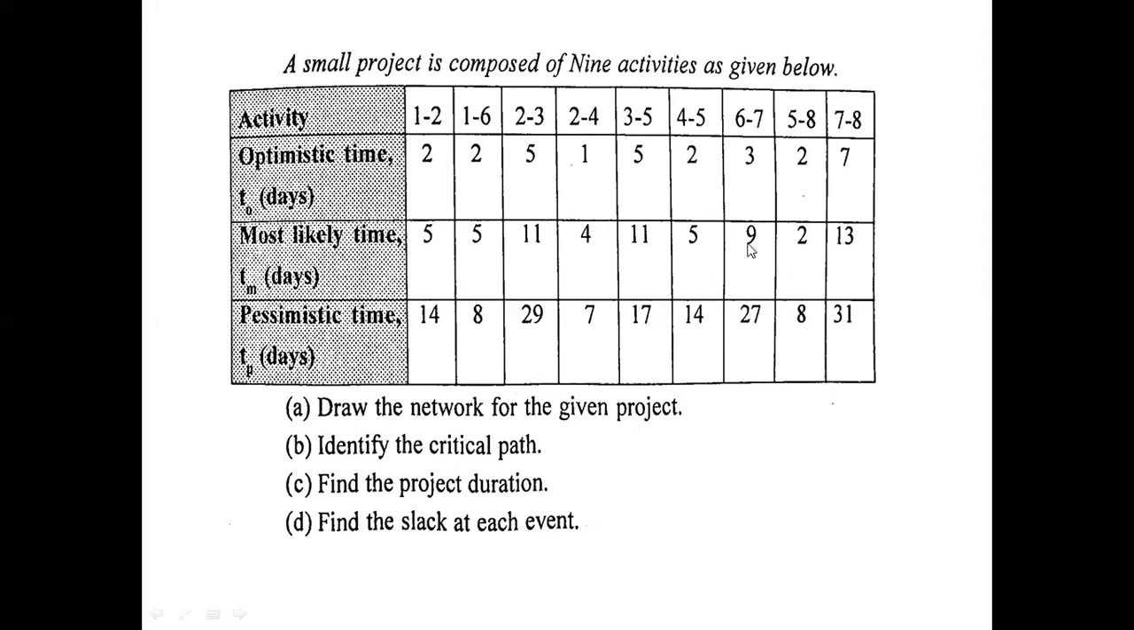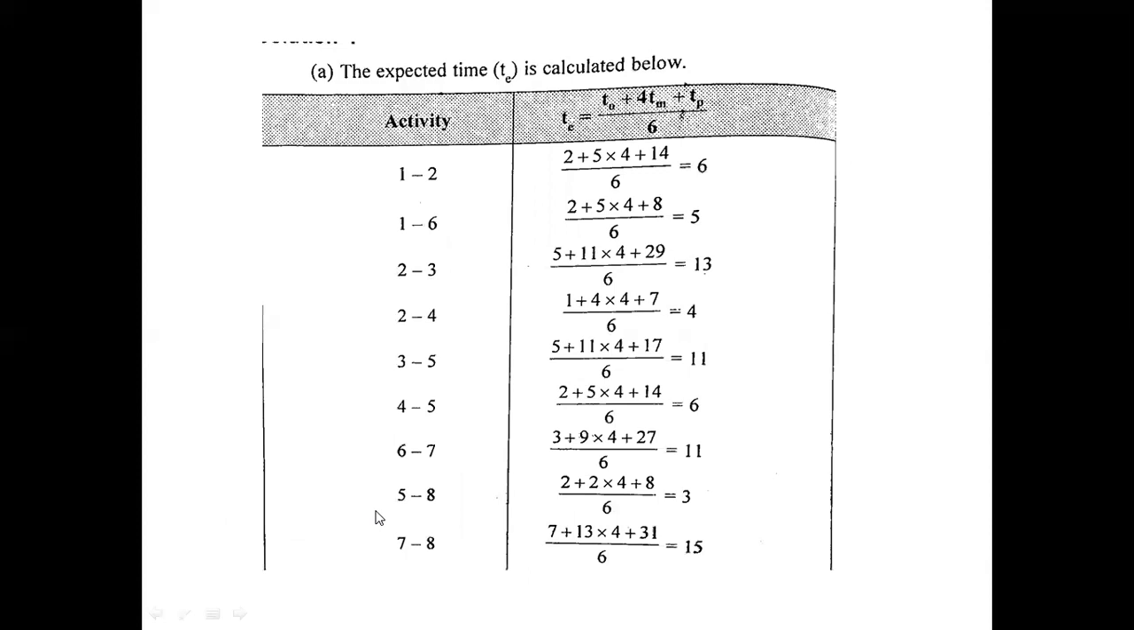After calculating the expected time, then you have to draw the network diagram, and identify the critical path, project duration, and slack at each and every event. So this is the first step. The expected time is given as optimistic time plus 4 times the most likely time plus pessimistic time, divided by 6. That is the formula to find the expected time if they have given the 3 times of each and every activity.